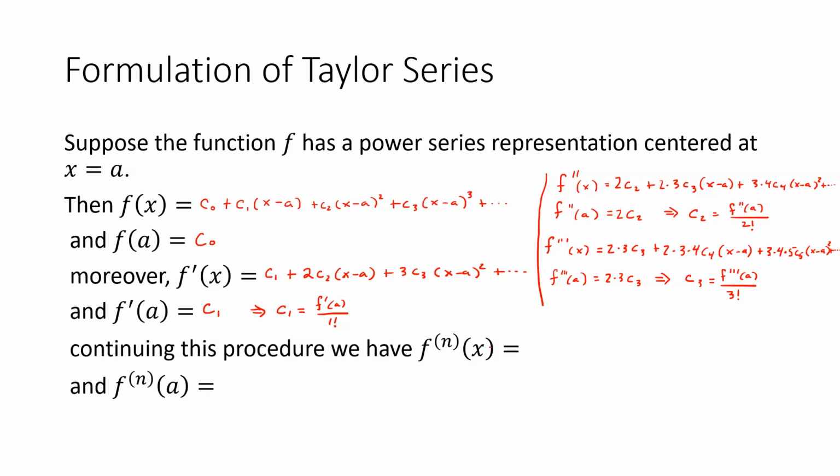So for instance here, if I were to go through and take the nth derivative of f of x, you would have something like n factorial cn plus, and then the next term would be n plus 1 times, well, all the numbers going up, so it'd be 2 times 3 all the way up to n plus 1, times cn plus 1 (x minus a).